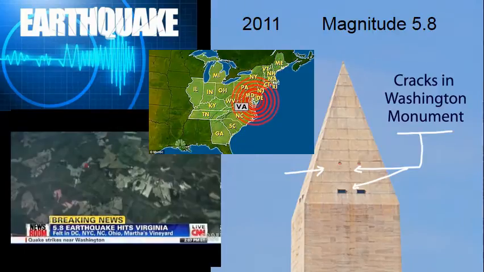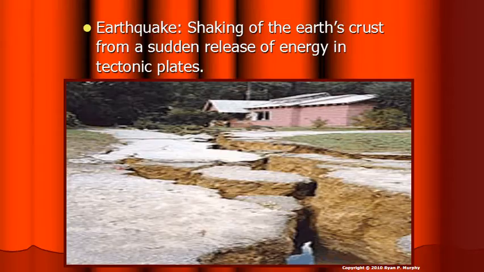You may remember a very specific earthquake that happened in 2011 in Virginia, and here are some little pictures of it. It actually put some cracks in the Washington Monument. You can see one of the cracks right there, and another one right there, and another one right about there. So, an earthquake is the shaking of the Earth's crust from a sudden release of energy in tectonic plates.